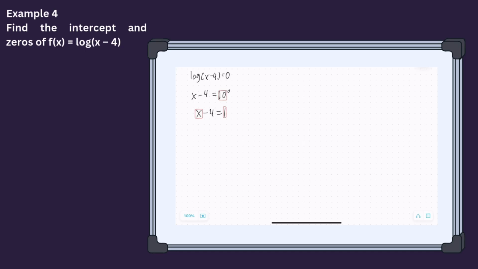Next, step 3, which is our final step, solve for x. So x minus 4 equals 1. Then you can transpose and combine 4 and 1. You get x equals 5. So this will be your x-intercept.